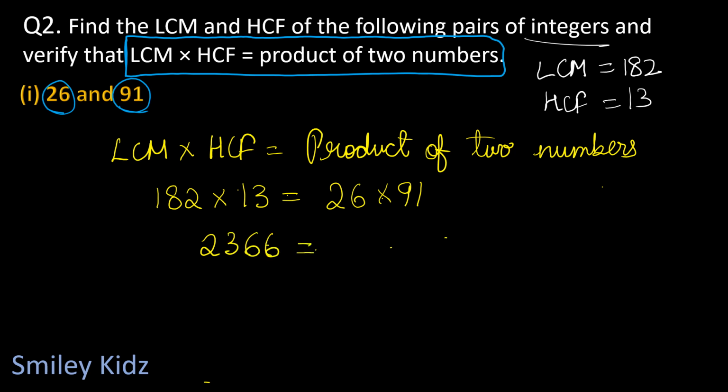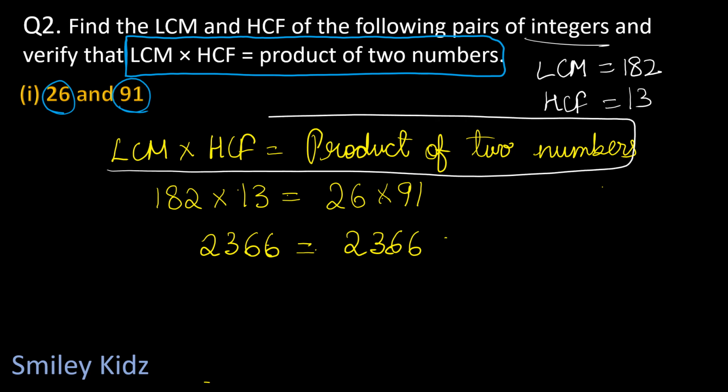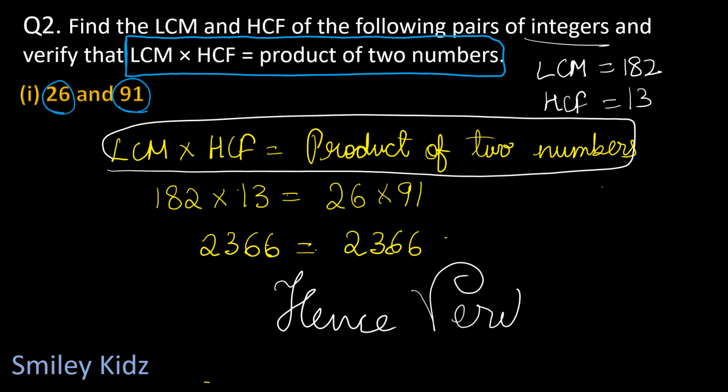And now we're going to find out the product of two numbers, that is 26 times 91 in this case, which again is equal to 2366. Now we have verified the relation that HCF times LCM is equal to product of two numbers. Hence verified, isn't it?